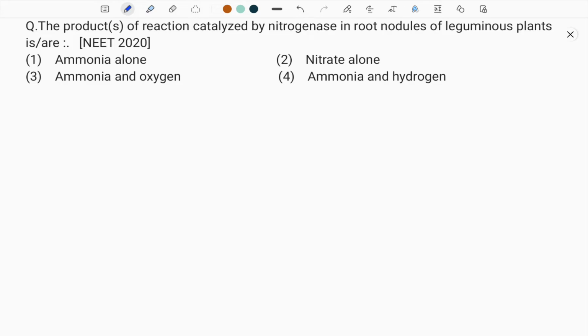We are discussing the NEET questions of 2020. This question is about biological nitrogen fixation and the enzyme nitrogenase. We know that nitrogenase is nowadays called dinitrogenase, and this dinitrogenase is exclusively present in some prokaryotes. It is not present in all prokaryotes. It is present in some prokaryotes. They are called diazotrophs.